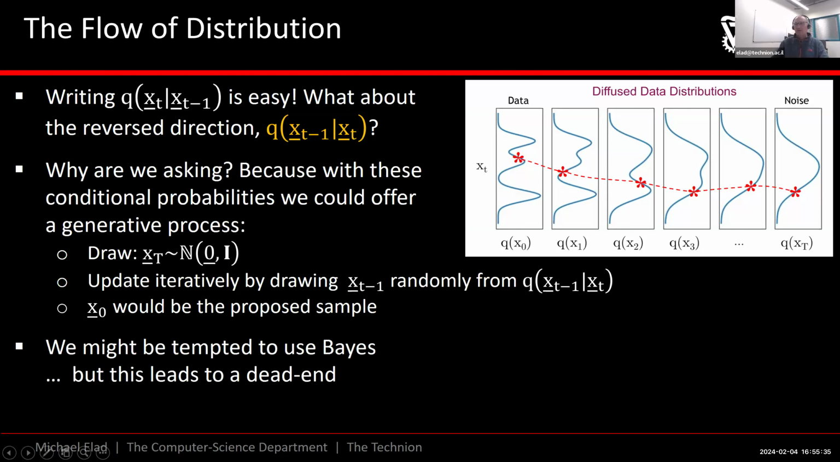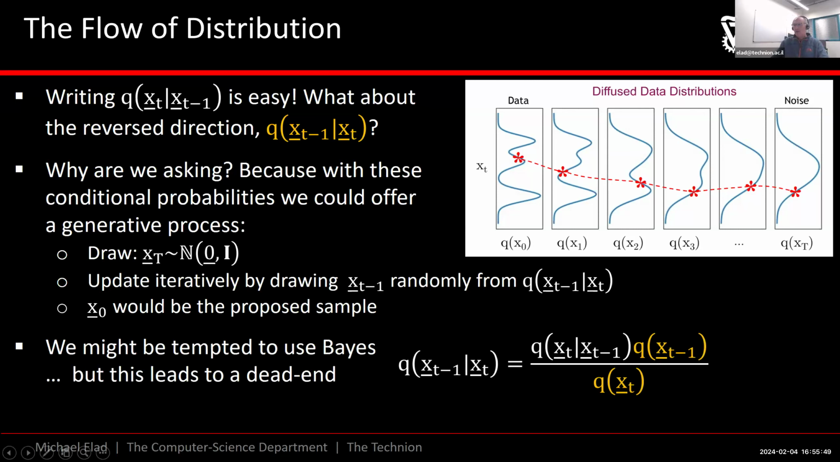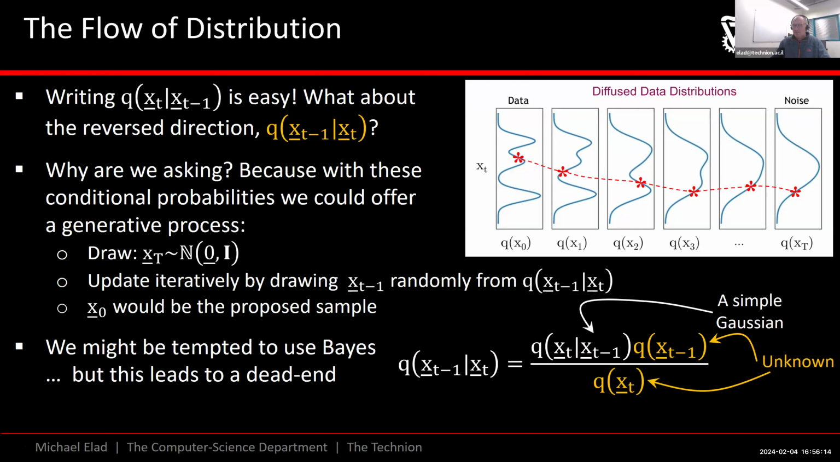Now, what is the connection between these two? Change of order between xt and xt minus 1. So if change of order is what we are about, this sounds very much like what Bayes would give us. So let's use Bayes. Bayes says probability of xt minus 1 given xt equals the forward probability of xt given xt minus 1 times probability of xt minus 1 divided by probability of xt. You see, this part is a simple Gaussian. This is the easy part. The two yellow parts, we don't know anything about them, so we are stuck. So what do we do?